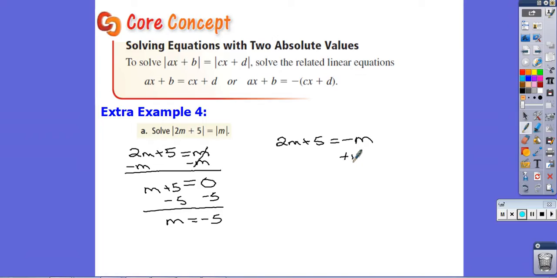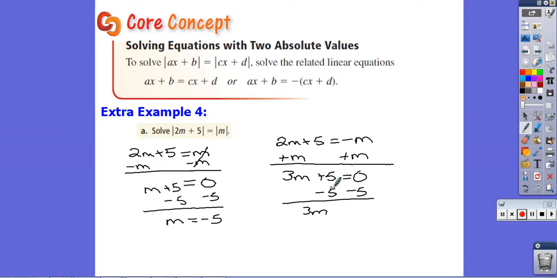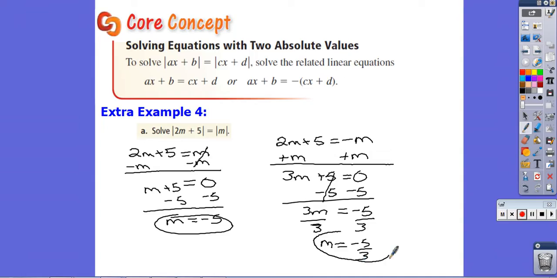So for me, I'm going to once again move the m to this side because I find it easier to do. Now 2m plus m is 3m, and you still have plus 5, and negative m plus m is 0, just like negative 1 plus 1 would be 0. So now I move the 5 to this side, so I come out with 3m, 5 minus 5 is 0, and 0 minus 5 is negative 5. Divide by 3, and my answer is that m equals negative 5 thirds, and m equals negative 5. So this one has two solutions, which you can use with your calculator to check back in and make sure they both work out.